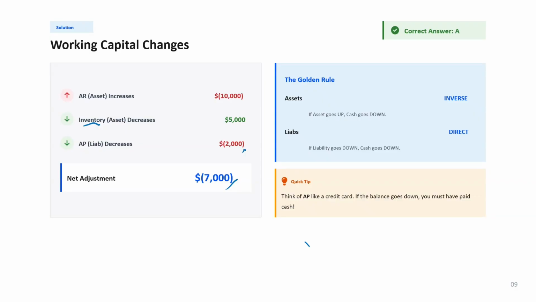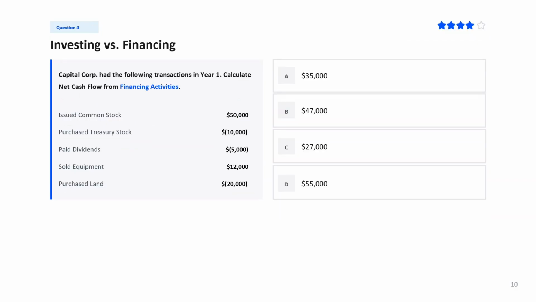Okay, so the next question will be about activities into investing versus financing. Now we are on question number 4, and this is a pure classification question. This is a common way the CPA exam tests your knowledge of the 3 cash flow sections. The question is telling us we have a company that had the following 5 transactions in year 1, and they are asking us the net cash flow from financing activities.